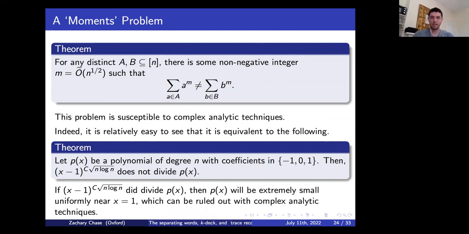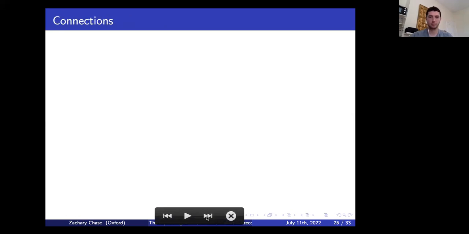And the point is that intuitively, if x minus 1 to a large power did divide p of x, then p of x will be extremely small uniformly near x equals 1, which can be ruled out with complex analytic techniques. I guess I should have said p is not identically 0. So the point is that this moment thing is equivalent to saying that you can't have too large of a power of x minus 1 dividing a polynomial with small coefficients. And if you did have that, then that polynomial will be extremely small near x equals 1, and you can rule that out with complex analytic techniques.